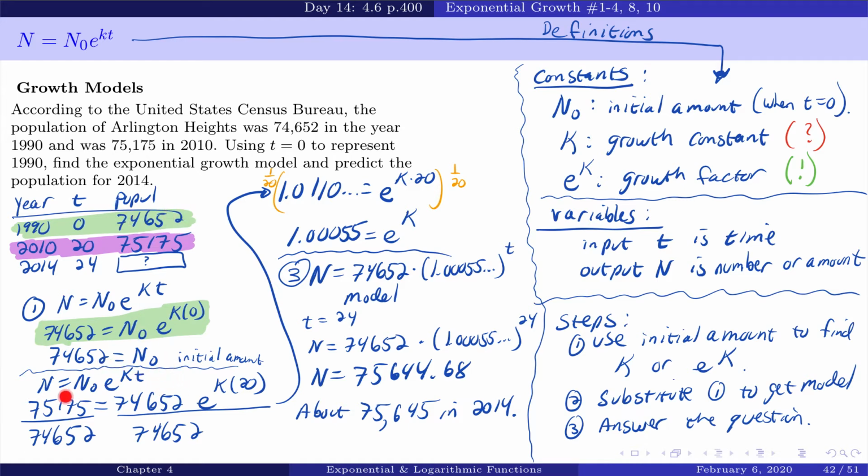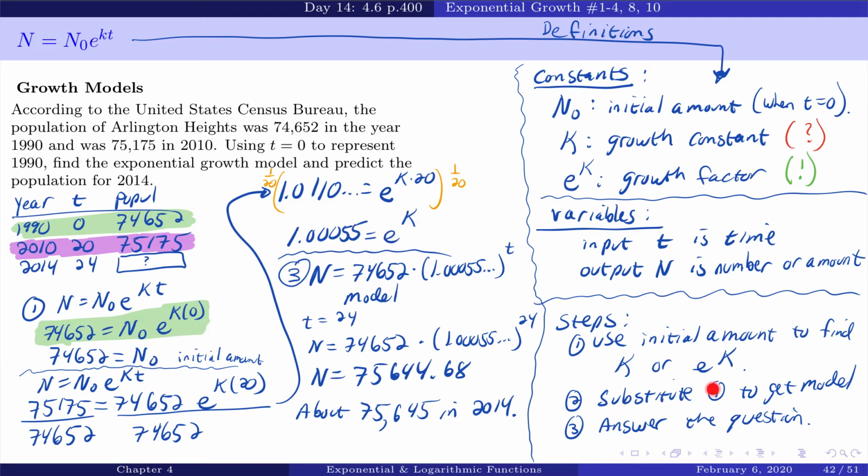Anyway, once you have the initial amount, you go back to your model and you substitute in all the numbers that you know. N0 is 74,652. Time for the purple information is 20 years. And then we have 75,175 is the number of people at the 20-year mark. So now if I divide both sides by 74,652, I have e to the k. In order to solve for e to the k, I raise both sides to the 1 over 20 power. That causes the 20 to disappear, and I get e to the k is 1.00055.